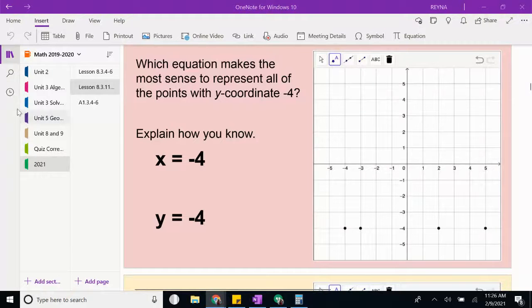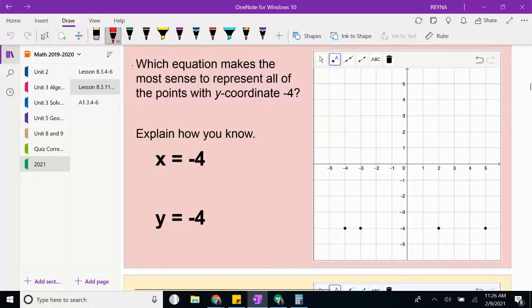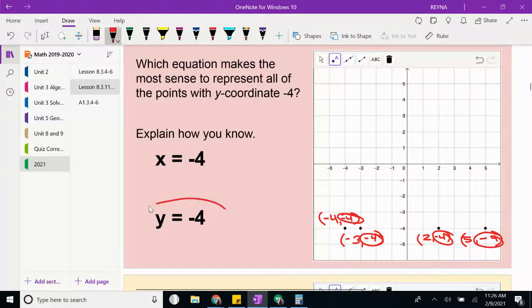The reason is because if I were to write all of these points out, this point right here is -4, -4. This point is -3, -4. This point is -2, -4, and this point is -5, -4. If you notice, all of my y's are -4. So if I were to write this as an equation, I would say y equals -4. Let's try another one.